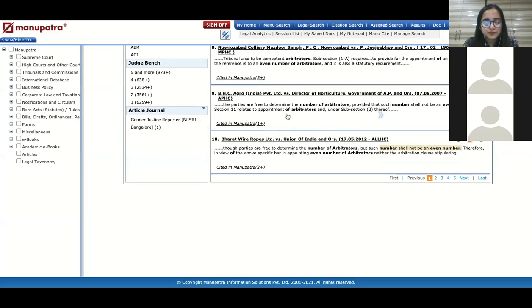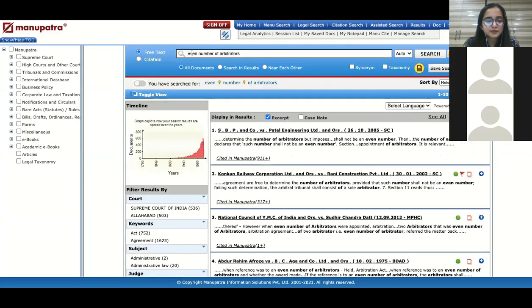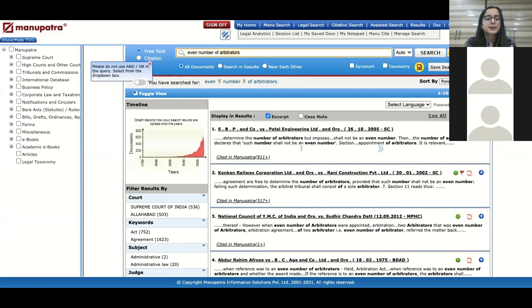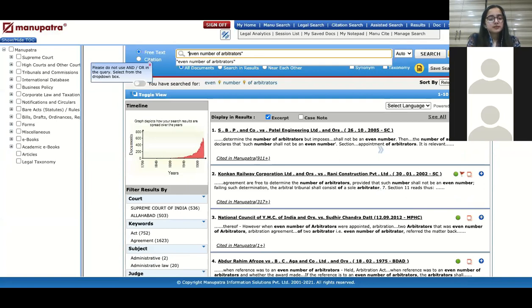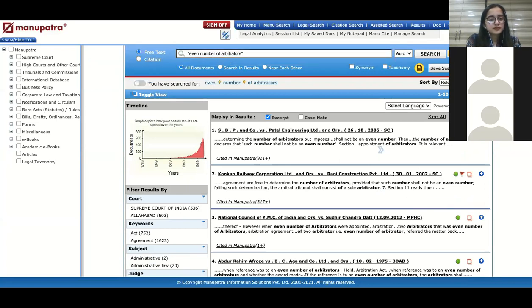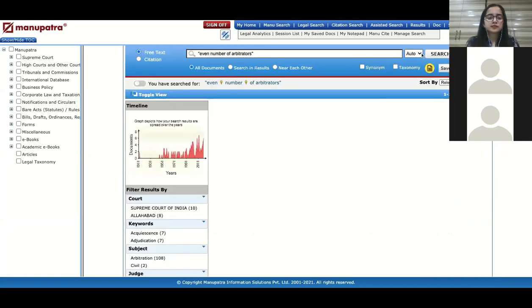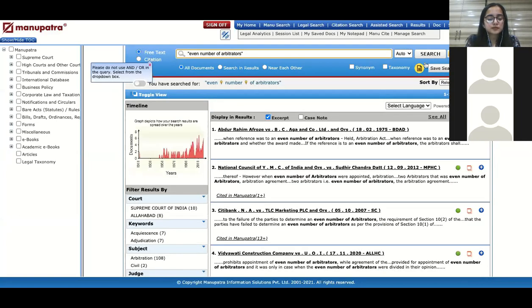What Manupatra would be doing, in one particular judgment, is looking for the word even, the word number, and the word arbitrators. So even when I'm looking for this exact phrase, even number of arbitrators, I will not readily get it. So what I do is I quote it. When you put it in quotation marks, this exact phrase will come up every time.